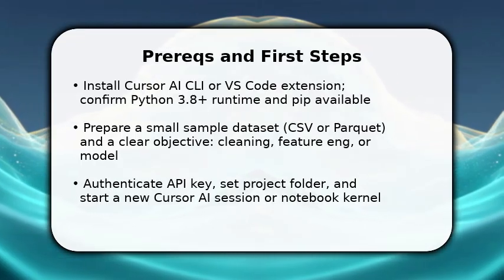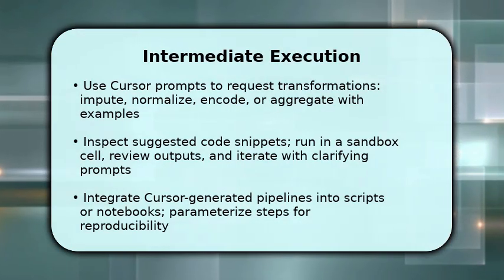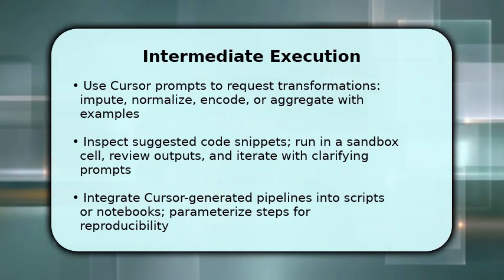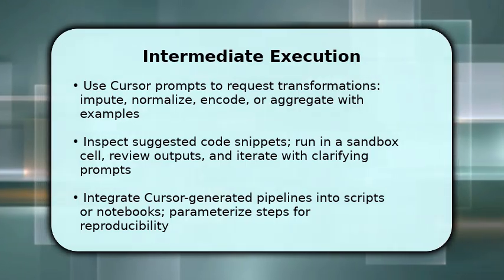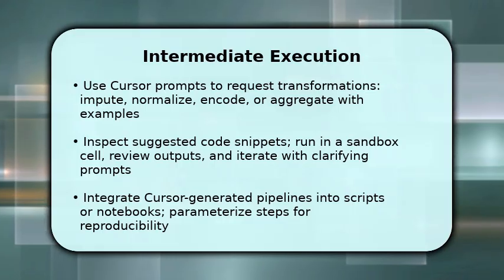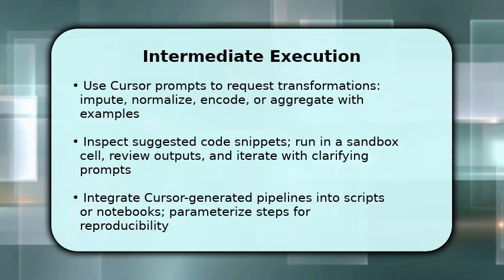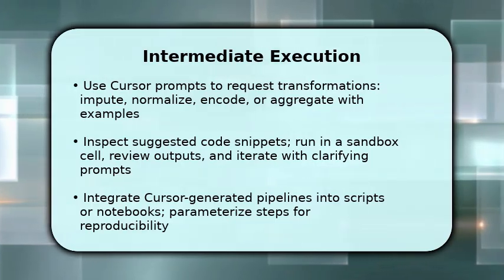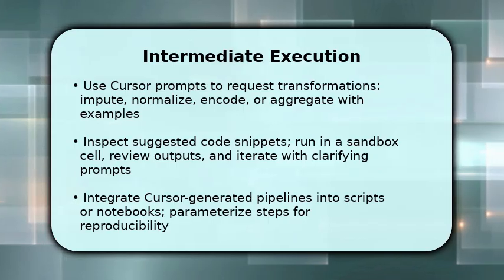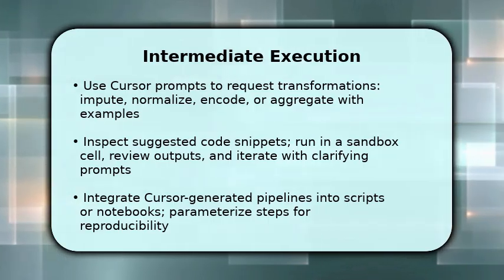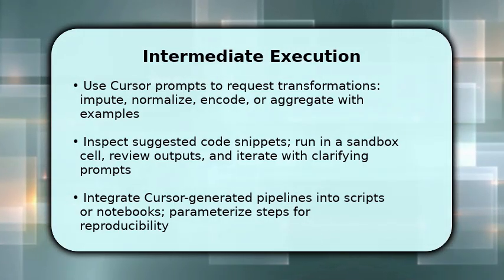You now engage Cursor AI for the heavy lifting. Ask for specific transformations with example rows so the model proposes concrete code. Once Cursor returns snippets, run them in an isolated cell and inspect the results, distribution, nulls, and sample rows, then refine prompts to fix edge cases. Make sure to parameterize thresholds and column lists so the pipeline generalizes.